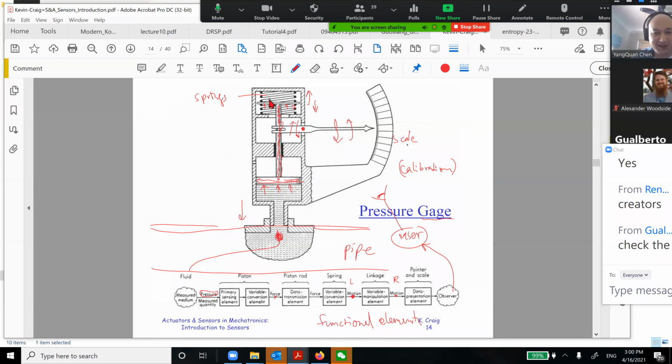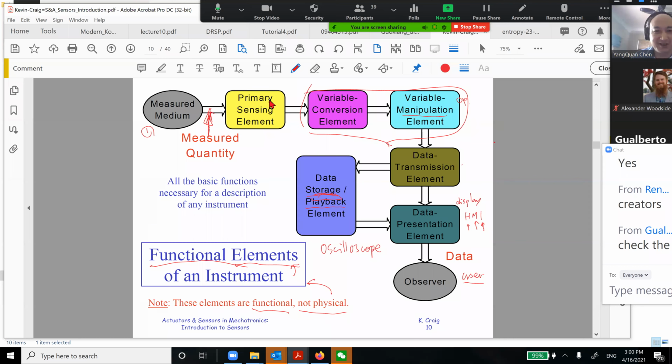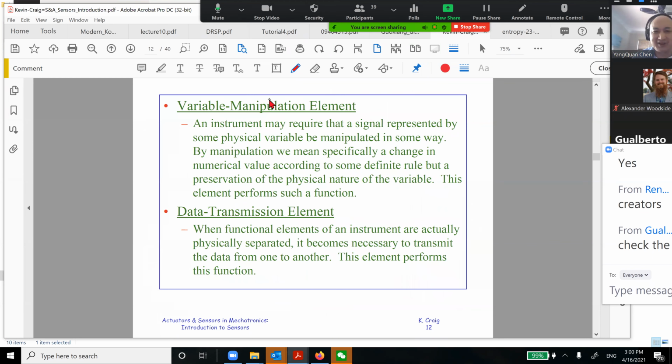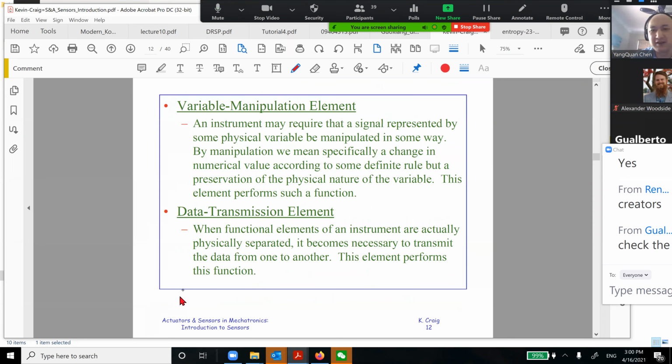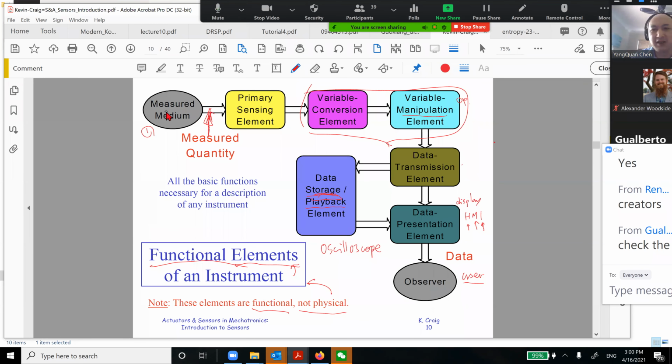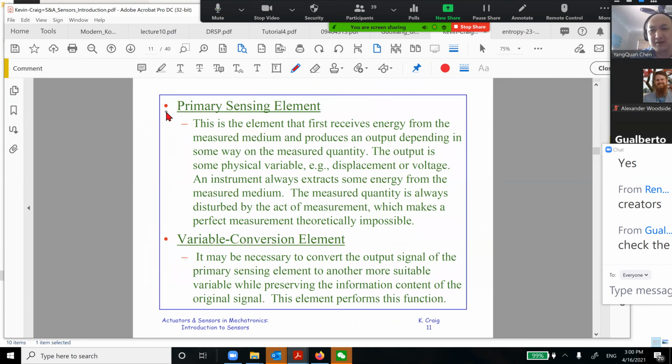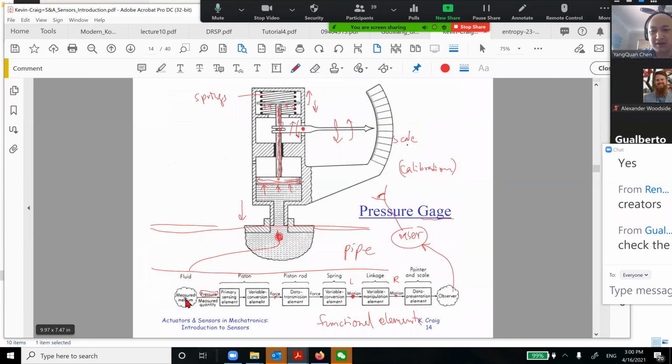However, if we use this picture to check the chain of variables, it will be like this. It's fun. The first one is the measurement media. What's the measurement media? The media is the liquid, the fluid in here. Then this is a quantity of interest that we want to measure, which is the measured quantity. We want to measure the pressure in here. The pressure here will go through a piston.